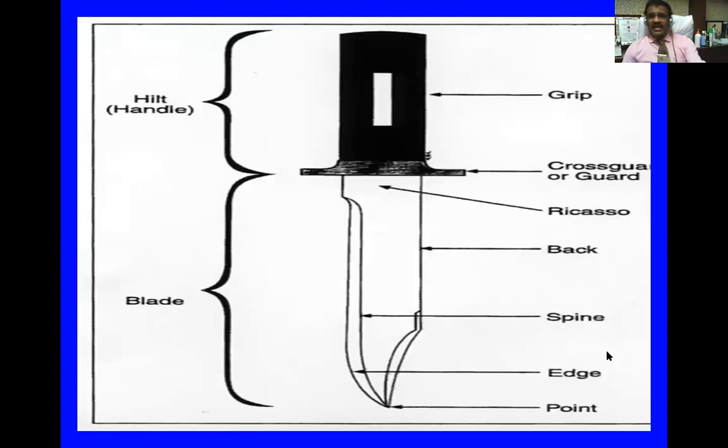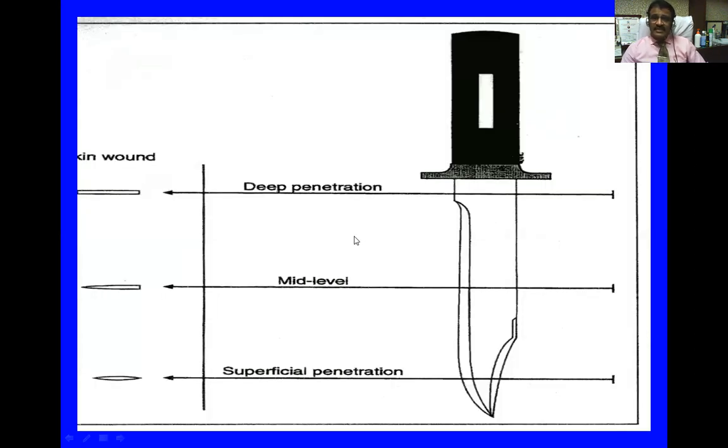Here you can see one knife, and the knife has a handle and a blade. These are the different nomenclature of the parts of this knife. You can see the grip, back, spine, edge, and the point. Here you can see the skin wound and how this knife has been driven inside the body, superficially or deeply. Here you can see the superficial penetration at this level, mid level here, and deep penetration, when the entire knife is driven in, we call deep penetration.